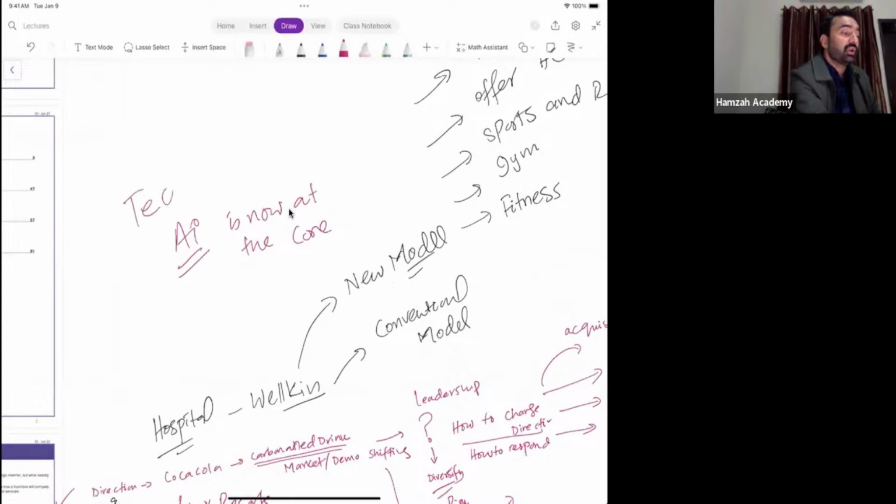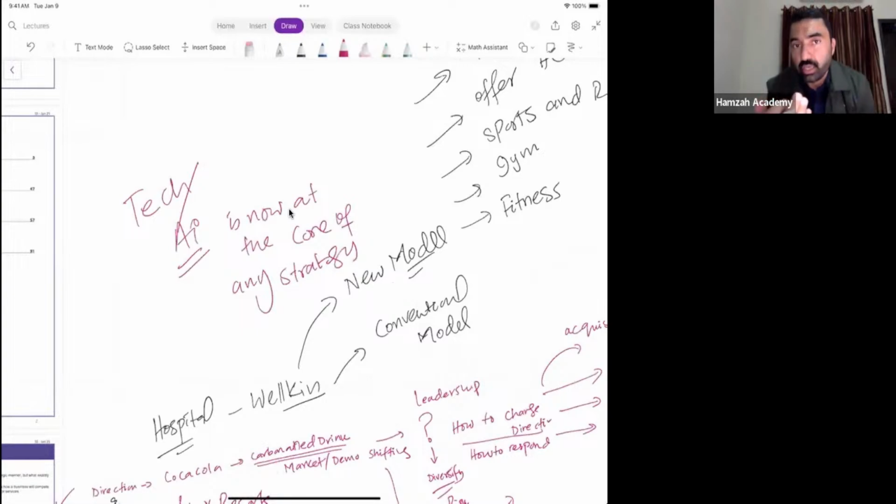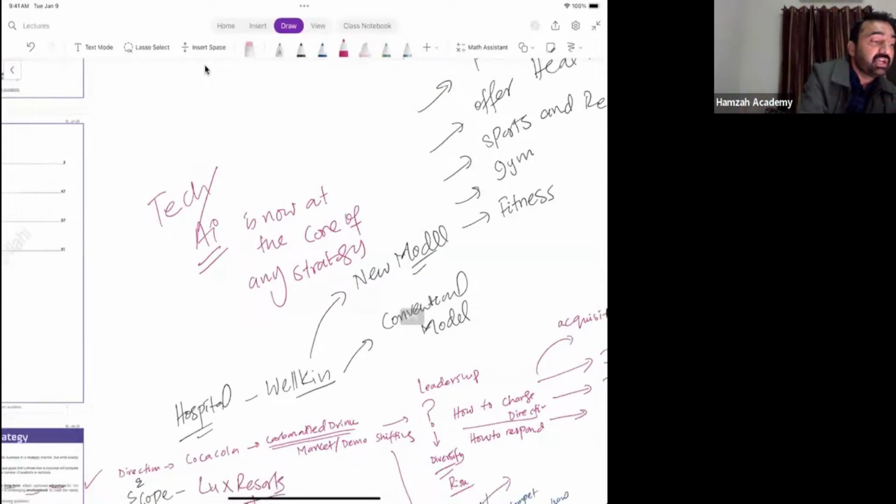Tech or AI is at the core of any strategy of the organization. Increasingly, hospitals are now exploring how they can use the big data that they have about the patients, and using that data, how they can develop new products, new services, how they can cater to the patients better, how they can offer better services. So all of these things are emerging.